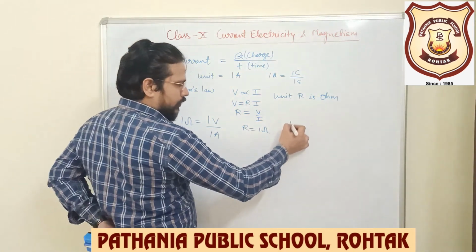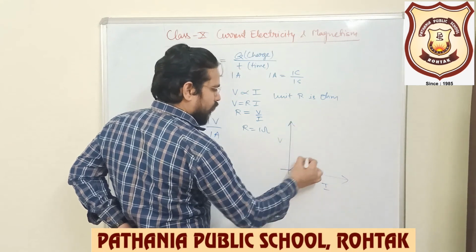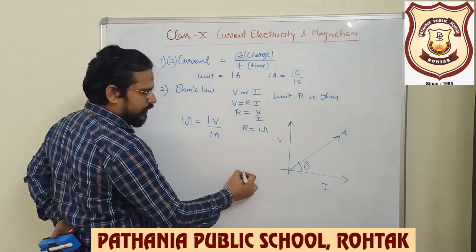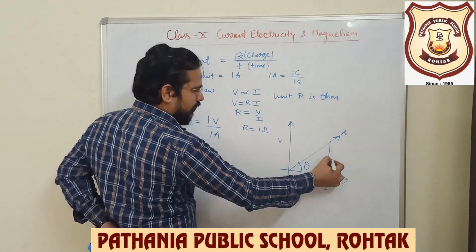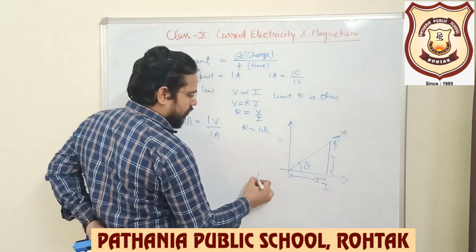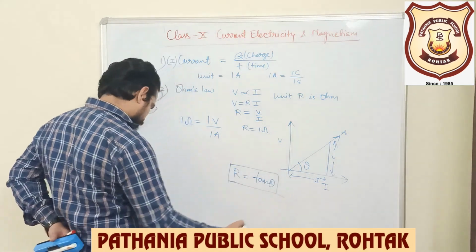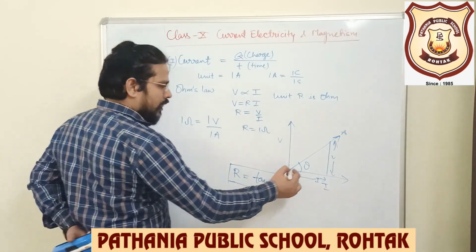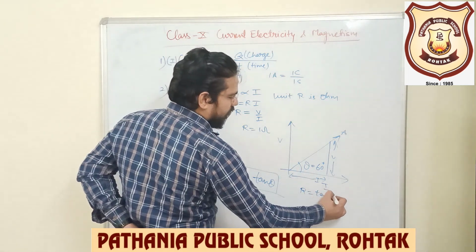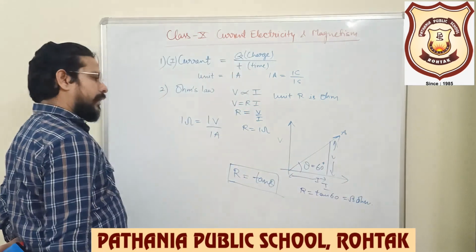We are having a graph between V and I, that is always a straight line. If theta is the inclination of the graph, then we know by trigonometry, this is V perpendicular and this is I current. So tangent theta is also giving us the value of resistance. Say theta is equal to 60 degree, then you can say that R is equal to tan 60, and that is going to be √3 ohm. So you can solve the numericals like this.